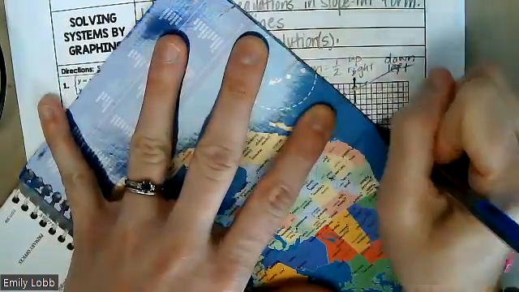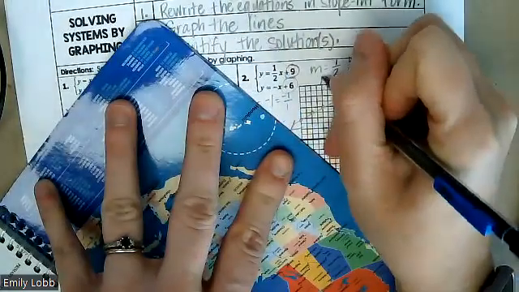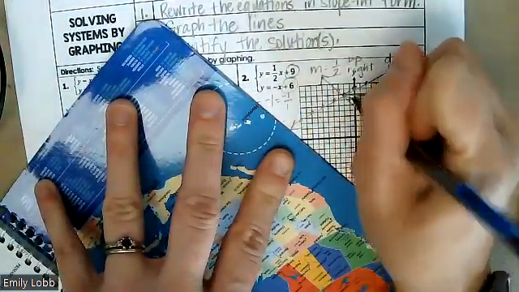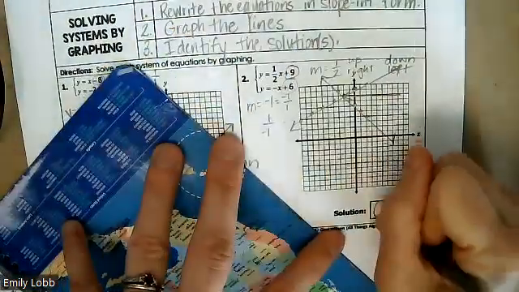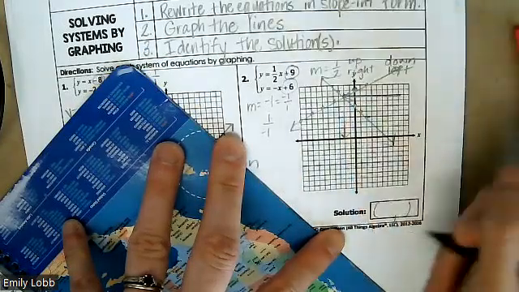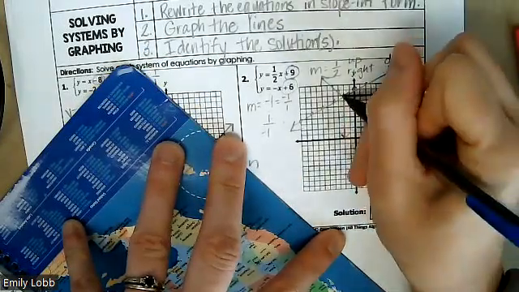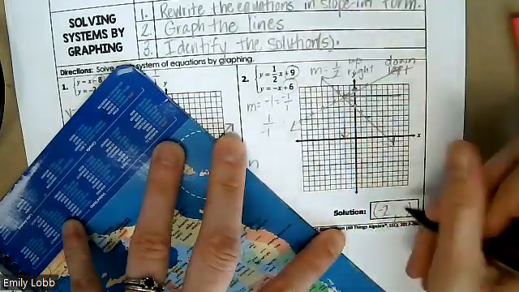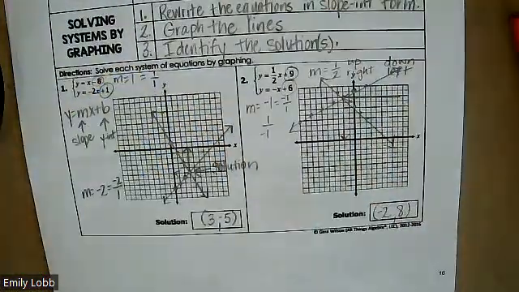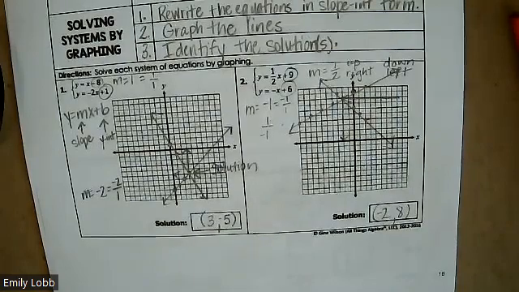So once you've graphed your two lines and located where they intersect, you have to figure out your coordinate points. So what is the X value here? Excellent. And the Y value is 8. So that is my solution to those system of equations.